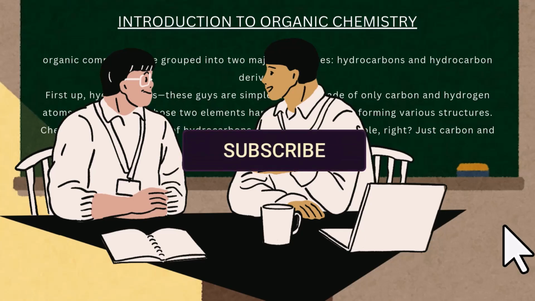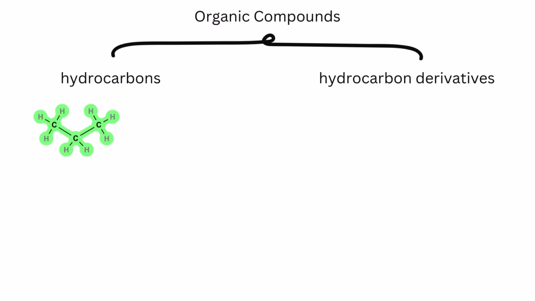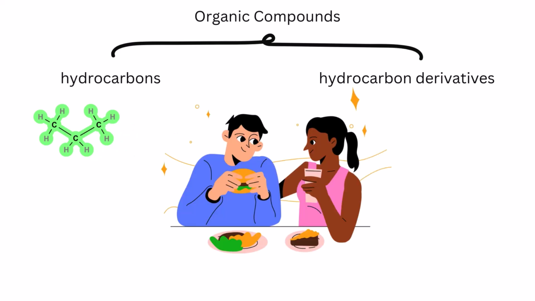Alright, let's talk about classification of organic compounds. So organic compounds are grouped into two major categories: hydrocarbons and hydrocarbon derivatives. First up, hydrocarbons. These guys are simple. They are made up of only carbon and hydrogen atoms. That's it. Just those two elements hanging out together, forming various structures.